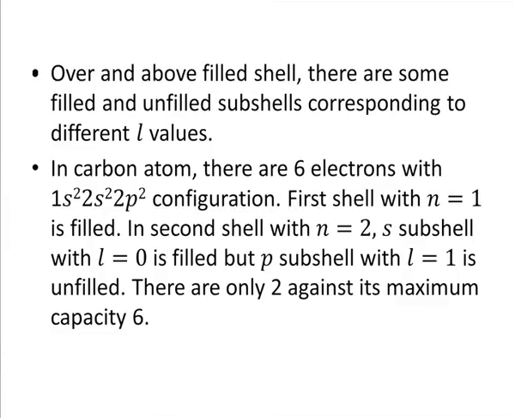In the carbon atom, there are 6 electrons with 1s2, 2s2, 2p2 configuration. The first shell with n equal to 1 is filled. In the second shell with n equal to 2, the s subshell with l equal to 0 is filled, but the p subshell with l equal to 1 is unfilled. There are 2 electrons amongst its maximum capacity of 6.